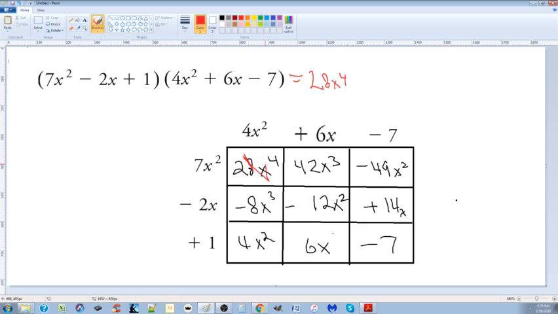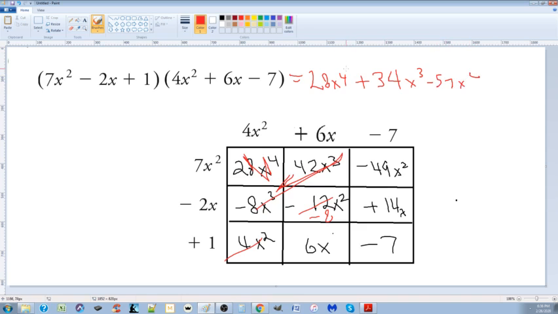So we got that. Now we're going to add these terms. 42 minus 8 becomes plus 36. Oh, did I get that right? No, almost. 34x cubed. So everyone can make a mistake. Then minus 49 minus 12 plus 4. So if you want, you can just take 4 off this 12. We're left with minus 8. Minus 49 minus 8 is minus 57. So we get minus 57x squared.